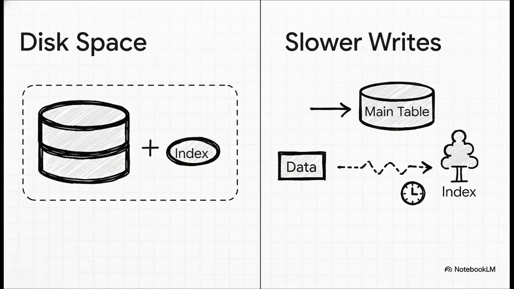And there are two main costs to think about. First, disk space. I mean, the index is a whole separate data structure, so it physically takes up more room on your server. Second, and this is the big one, indexes actually slow down your write operations. Why? Well, every time you insert a new user into your main table, the database has to do extra work to also insert a new entry into the index B-tree to keep everything in sync.